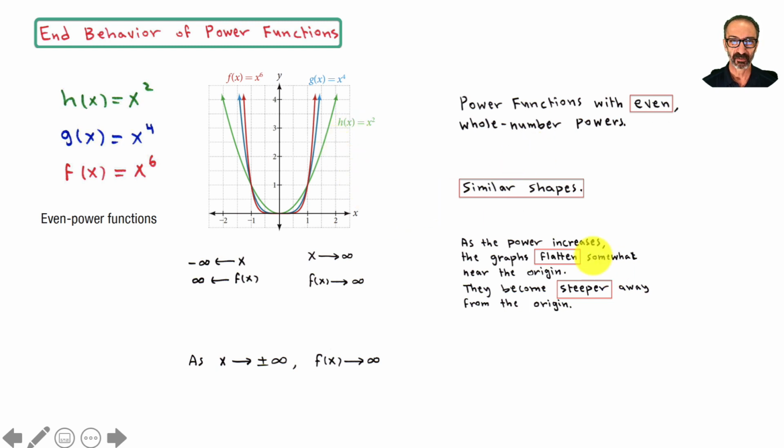Next, what do they mean by flatten? Look right here between 0 and 1. Imagine if I'm using half. In the green one, it's up here. Half times half is 1/4. But if you plug in half in the x to the fourth, it's half times half times half times half, which is even smaller in value.